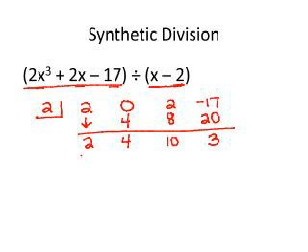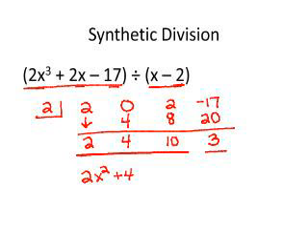So what we end up with is the first 3 numbers here represent the quotient, and then this represents the remainder. All right, so we reduce the power by 1, so it is our quotient then. What we get after we divide is 2x squared plus 4x plus 10, and we have a remainder of 3.